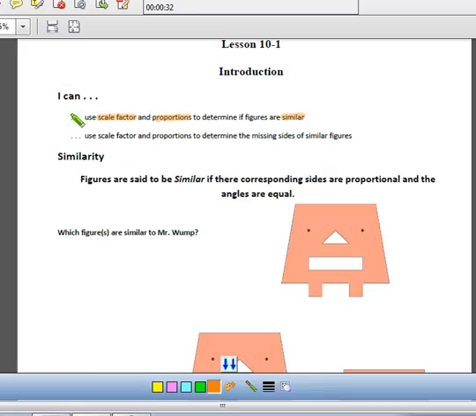The other learning target is I can use scale factor, there's that word again, or that term, and proportions to determine the missing sides of similar figures.